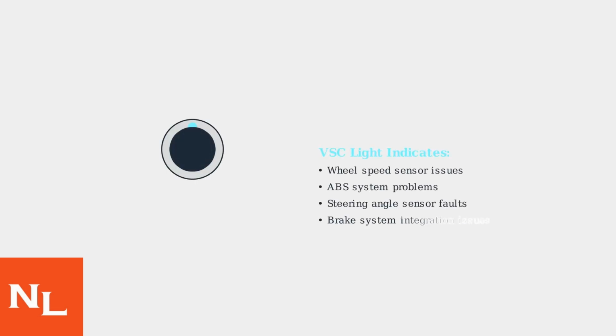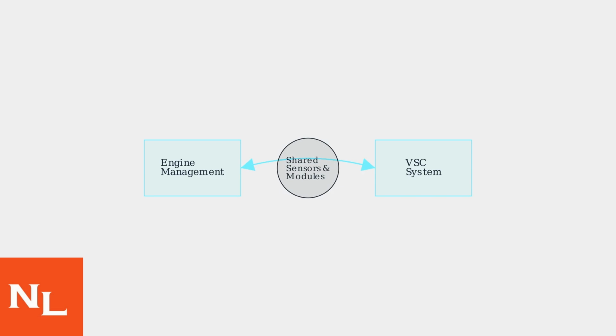The vehicle stability control light indicates issues with your car's traction and stability systems. This includes problems with wheel speed sensors, ABS components, and steering angle sensors. Modern vehicles have interconnected systems where engine problems can trigger VSC warnings and vice versa. Both systems often share common sensors and control modules.